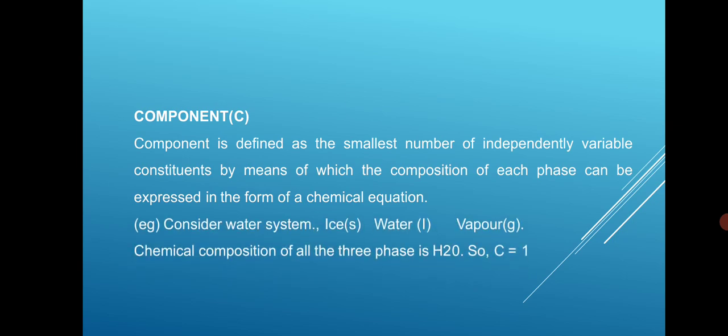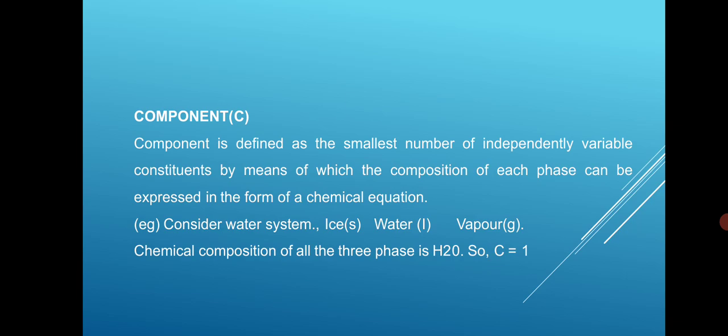Then we move to component. Component is defined as the smallest number of independent variable constituents by means of which the composition of each phase can be expressed in terms of chemical equations. We know that the water system can exist in three phases: liquid phase, solid phase as well as gaseous phase. Even though it exists in three phases, in all three phases the component is expressed by a single chemical formula, that is H2O. Therefore, its component is only one.